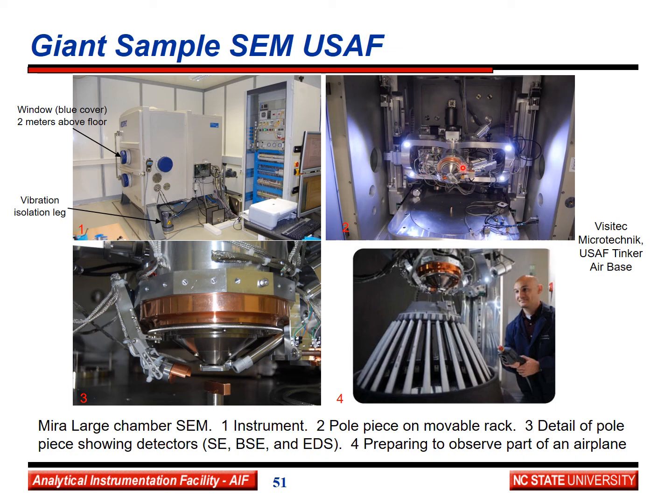If we look inside the microscope, you can see the electron optical column is supported on a slideway, so it can move side to side and up and down. Here is an image of the bottom of the electron optics where you can see the pole piece. This is an X-ray detector. This piece right here is a backscattered electron detector, and this guy is a secondary electron detector. Here you can see an operator positioning the microscope close to part of an airplane. This looks like part of an engine for an airplane.